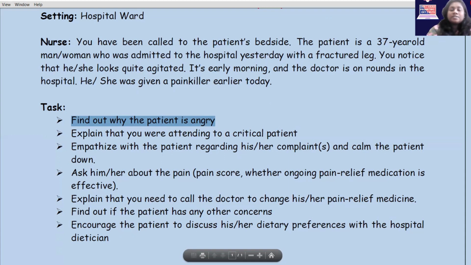Then you can go to the second task, that is, explain that you were attending to a critical patient.